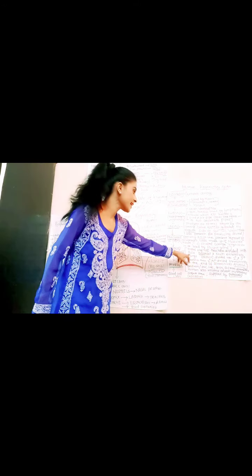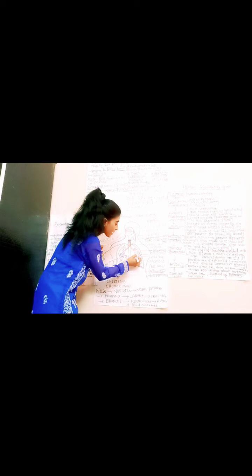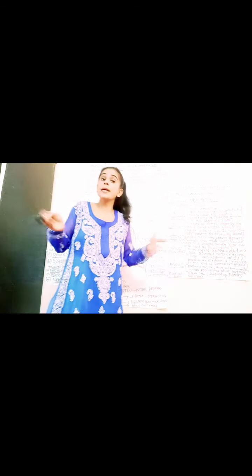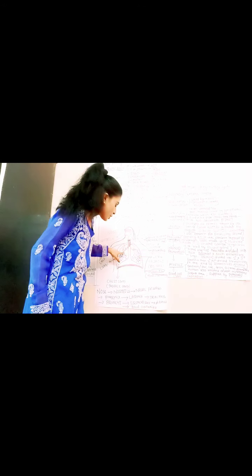So the distal end of the trachea is divided into two bronchi, and each enters into the lungs, left lung and right lung. And these bronchi, what happens? They are further divided into secondary bronchi and tertiary bronchi, meaning further branches are there.